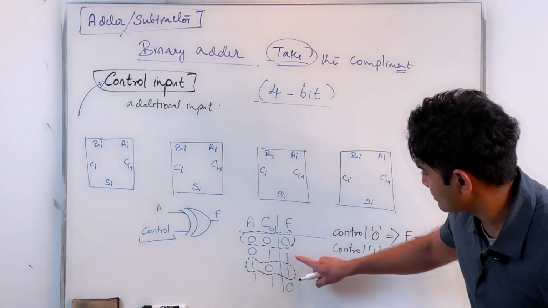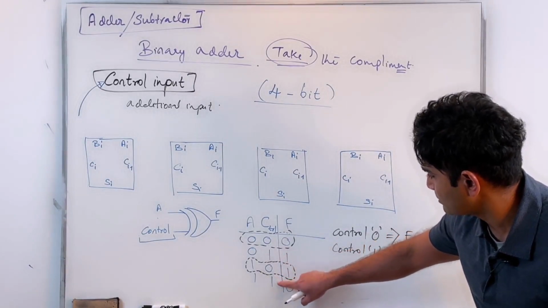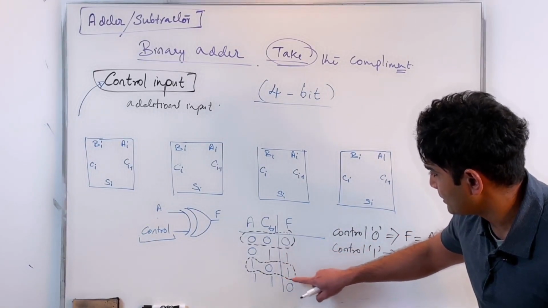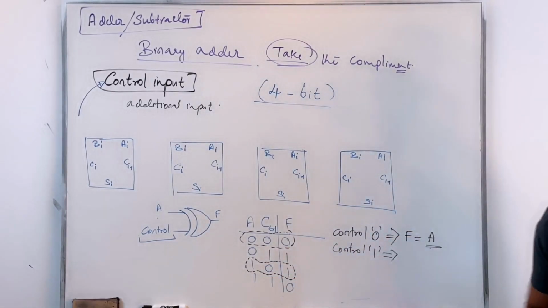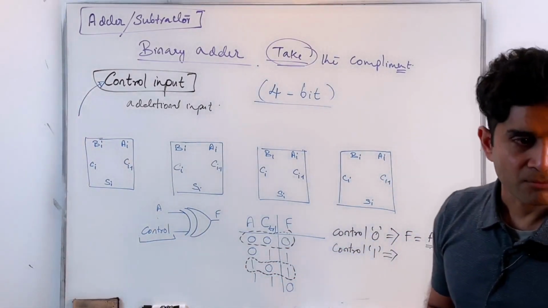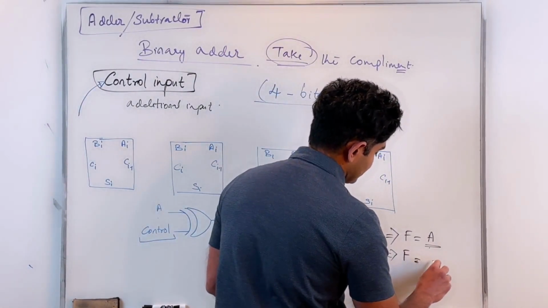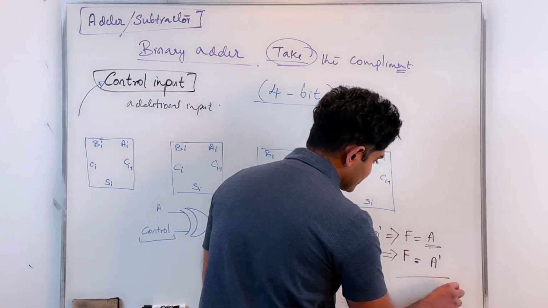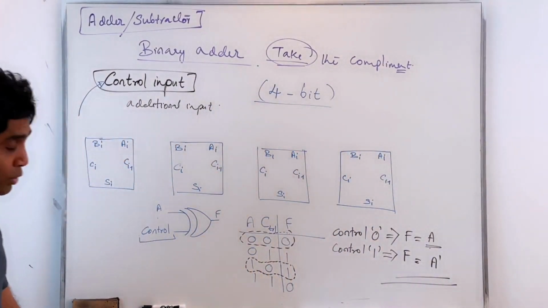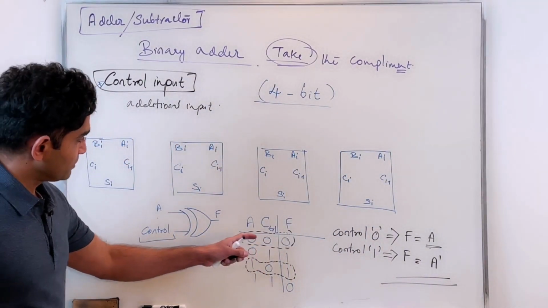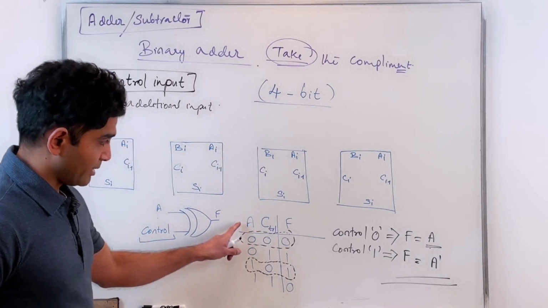This happens here, these two cases. My control is 1. What can you say about F in terms of A? F is A prime. Perfect. My F is A prime. In other words, I can programmatically change my A. I can invert A.